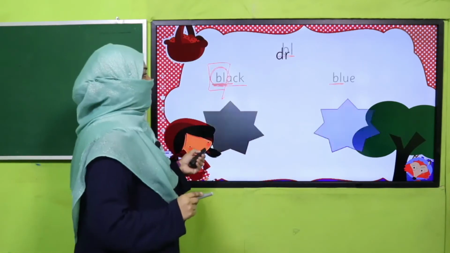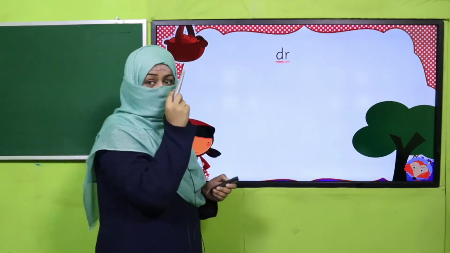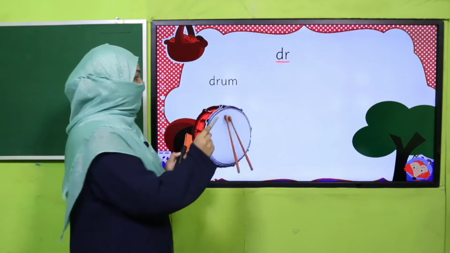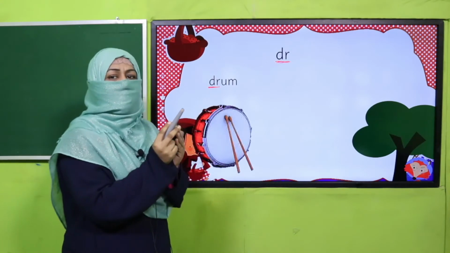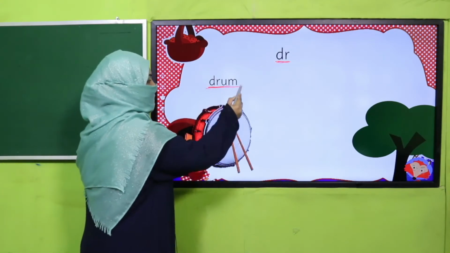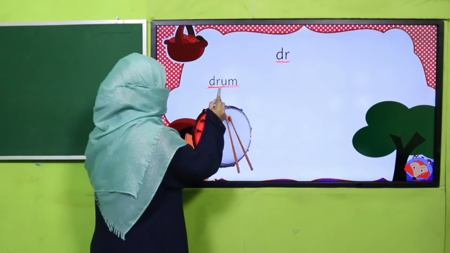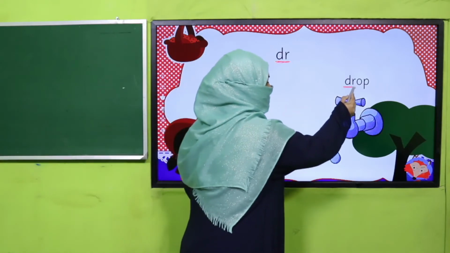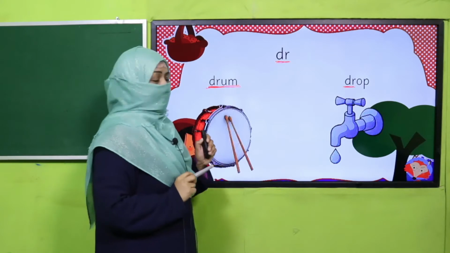Another example, again, you see D R, both are consonants. When consonants come together in a word, we pronounce them together, we blend their sounds: drum. There is no gap between these 2 sounds. Likewise, drop. Are you getting it?